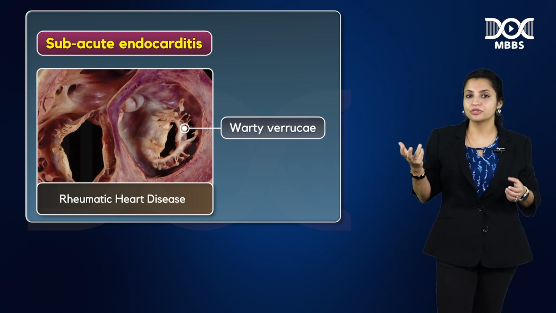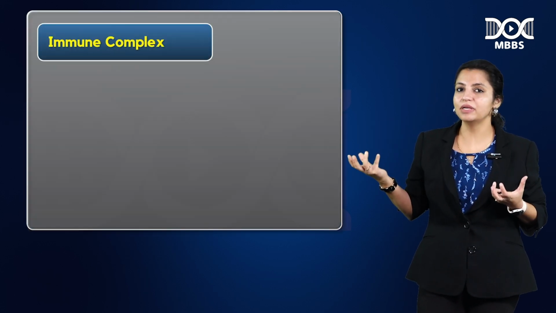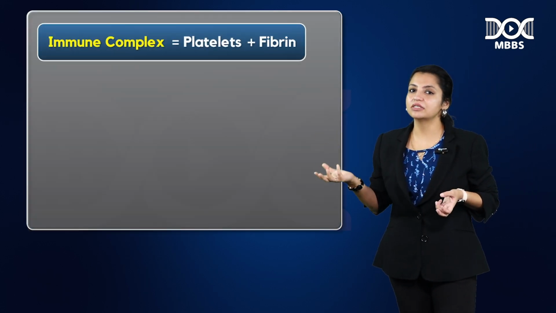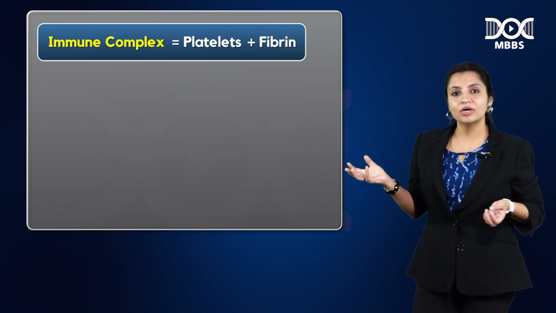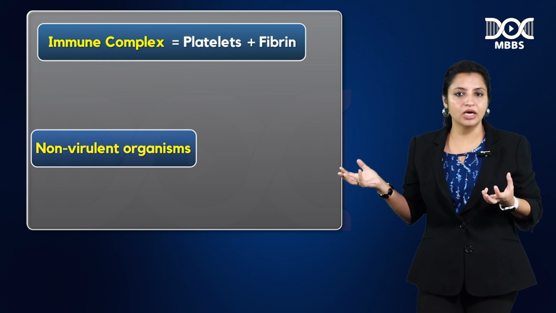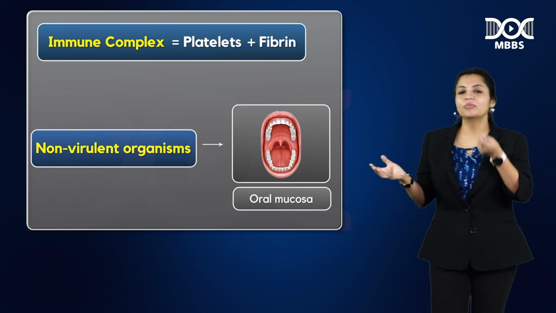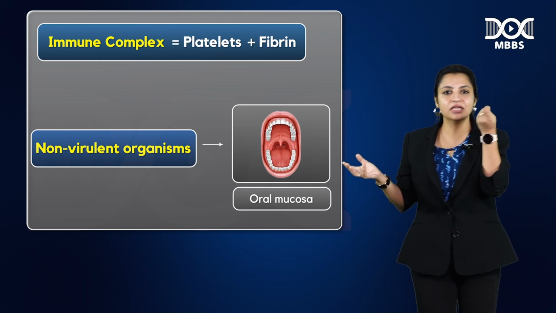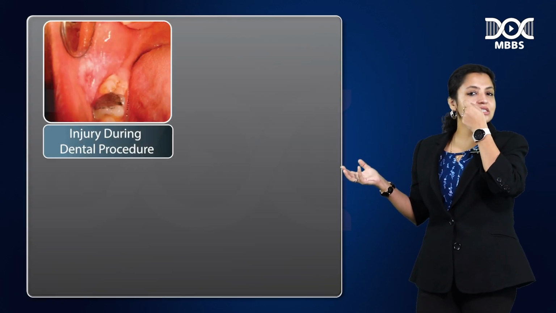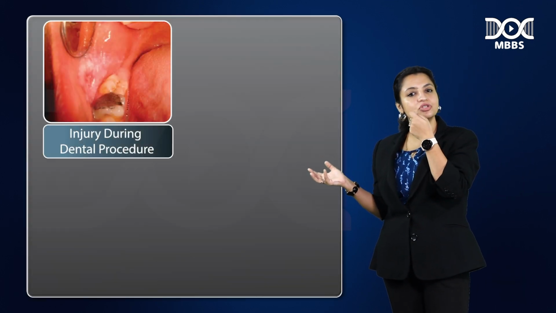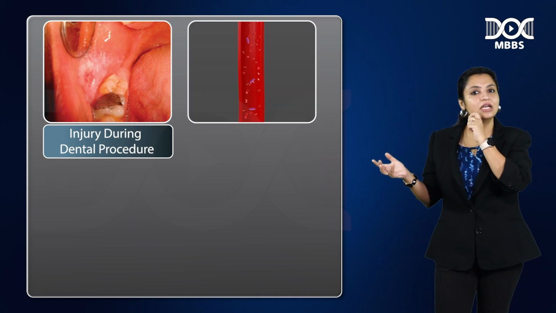I told you earlier also, these warty vegetations which are seen in rheumatic heart disease are nothing but immune complexes, platelet and fibrin. So this is a foci, this is the grass. Now what happens, even a non-virulent organism present in the oral cavity, let's say the patient gets treatment for dental caries or dental treatment. Due to that there is some injury during the dental procedure, so these bacteria enter into the bloodstream.